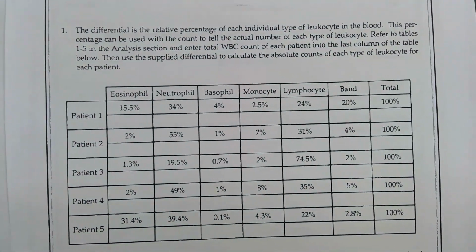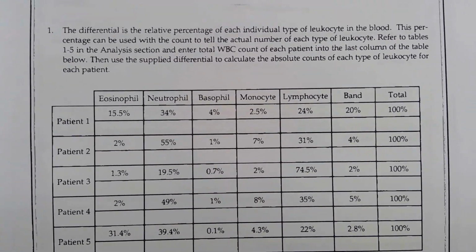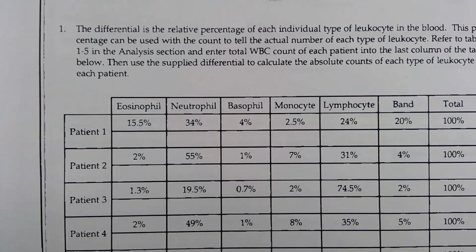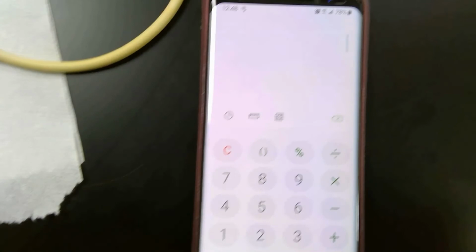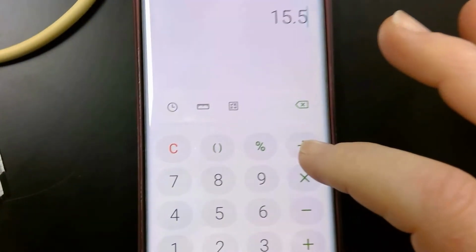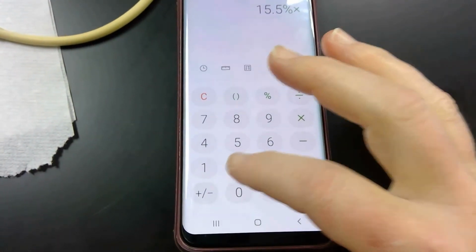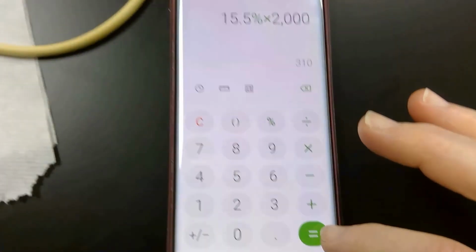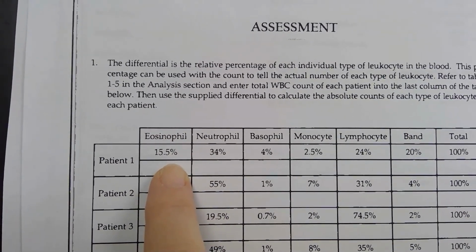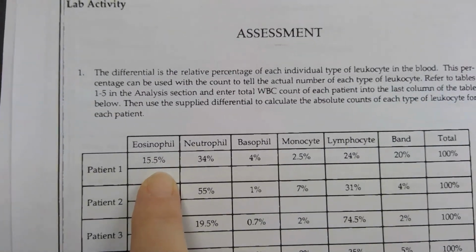So we'll go through that together. We're going to say that patient 1 has 2,000 white blood cells total. That's the number we got from our counts, and then doing the math to take into account the dilution. We know that 15.5% of those are eosinophils. So you can take 15.5, then notice I have a percent button. I push that. Now I have 15.5% times 2,000. That gives me 310. So I would write 310 in that box right there. So I know patient 1 has 310 eosinophils.